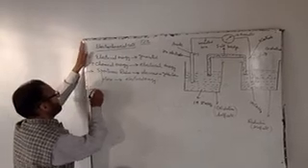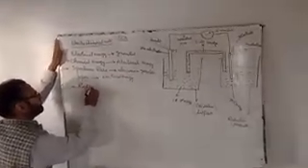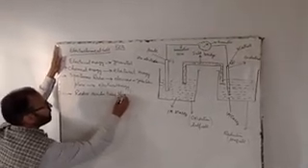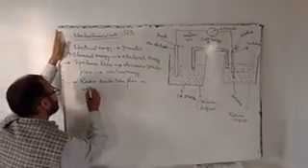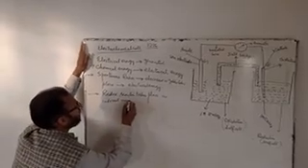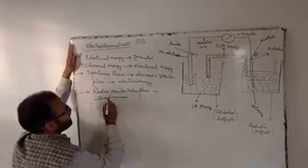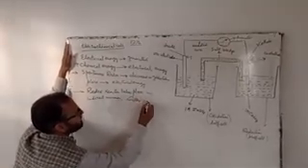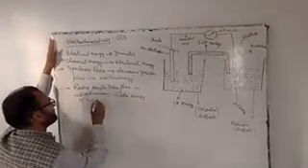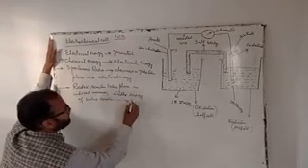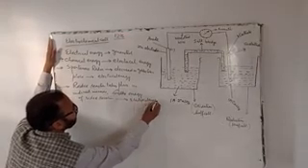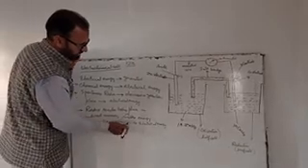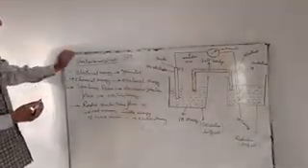Or these are the cells in which redox reaction takes place in an indirect manner, and the Gibbs energy of the redox reaction gets converted into the electrical energy. This is the definition of electrochemical cell.